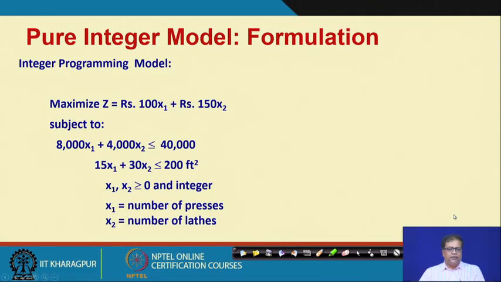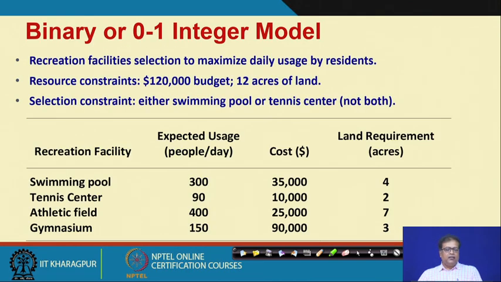So, let us see the formulation once again. Maximize z equal to rupees 100 x1 plus 150 x2 subject to 8000 x1 plus 4000 x2 less than or equal to 40,000, 15 x1 plus 30 x2 less than or equal to 200, within the floor space, and x1 and x2 greater than or equal to 0 and integer. So, this is a pure integer model. The next one, a binary model.